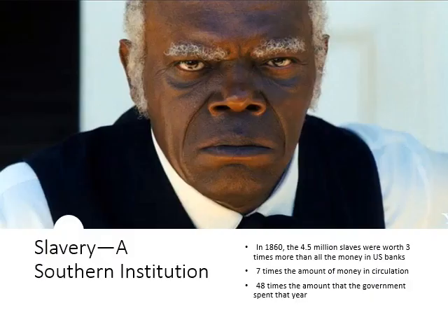Slavery is a huge Southern institution, a huge economic factor. In 1860, the 4.5 million slaves that lived in the South were worth 3 times more than all the money in U.S. banks. Think about that for a second. There were also 7 times the amount of money in circulation, the amount of money being passed between people. Their slaves are worth 7 times that, and 48 times the amount that the government spent that year. That is insane when you really think about it, what a major economic aspect owning people in the South was.